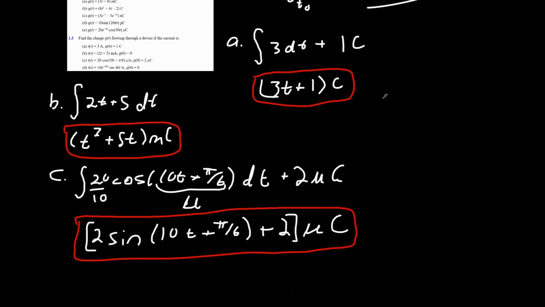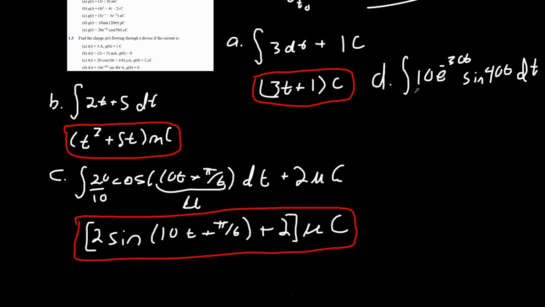Okay, so last but not least, we have D. We'll just put this one over here. The integral of 10 e to the negative 30t sine 40t, and then plus our q0, that's nothing. So, okay, first, this is going to be a little bit more complex of an integral right here.